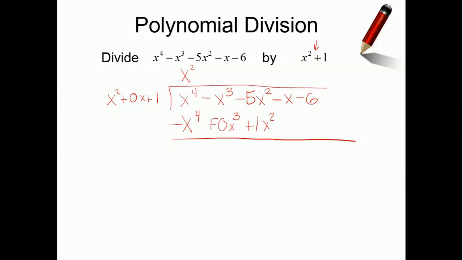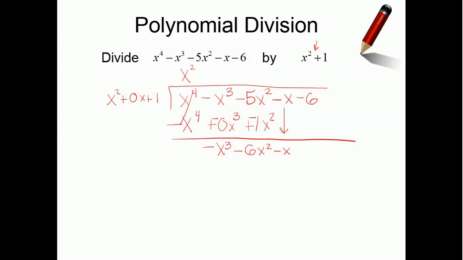Let's change all my signs here. These are gone. Looks like I'm left with negative x cubed here, negative 6x squared. Let's take that negative x and drop him down.